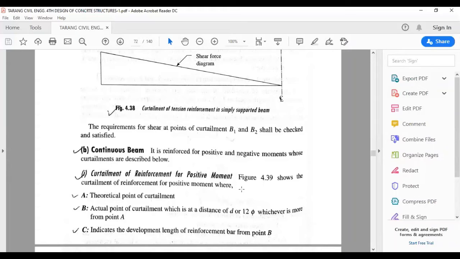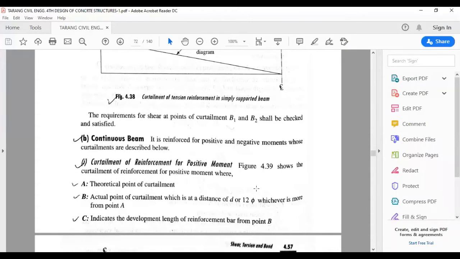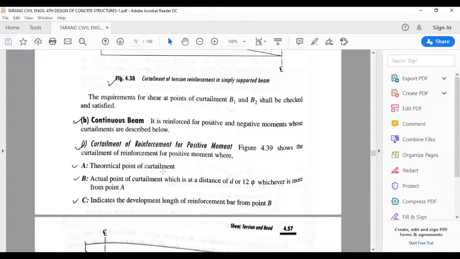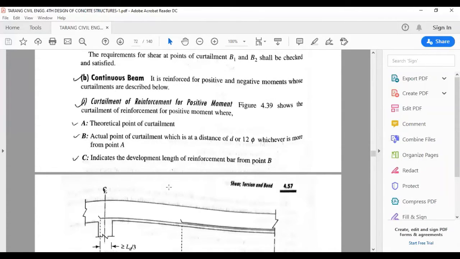For continuous beams. This was the case for simply supported beams. Now we'll move to continuous beams. It is reinforced for positive and negative moments whose curtailments are described below. Curtailment of reinforcement for positive moment. In the continuous beam case, figure 4.39 shows the curtailment of reinforcement for positive moment, where A is the theoretical point of curtailment, same like the previous diagram. B is the actual point of curtailment, which is at a distance of d or 12 times the dia, whichever is more, from point A. And C indicates the development length of reinforcement bar from point B.